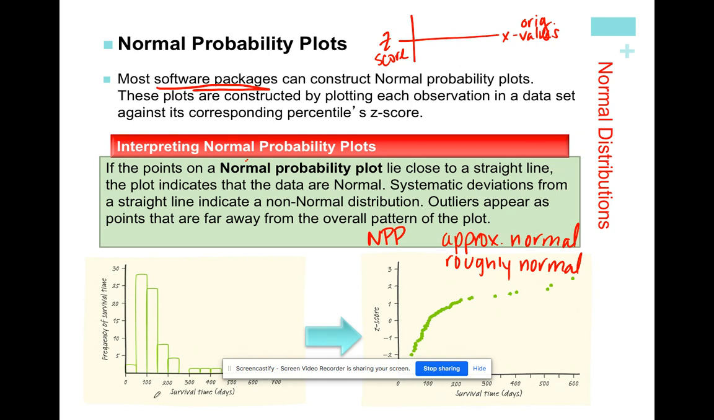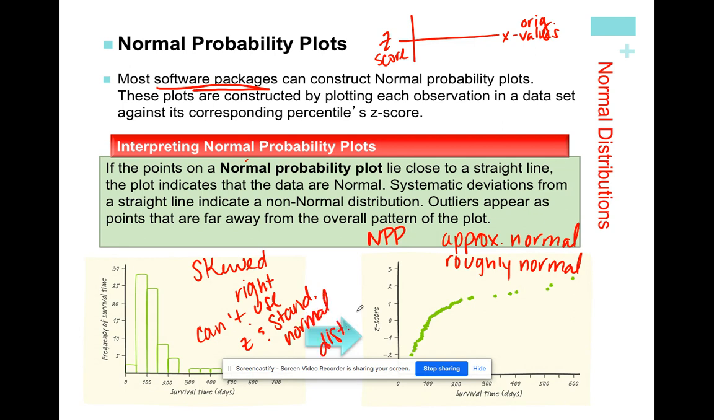So here's an example. You have a histogram. If we had this histogram, we wouldn't even have to go any further. This is skewed to the right. So that tells us we can't use z and standard normal distribution. We can't use the empirical rule, none of those things, because this histogram is not approximately normal.